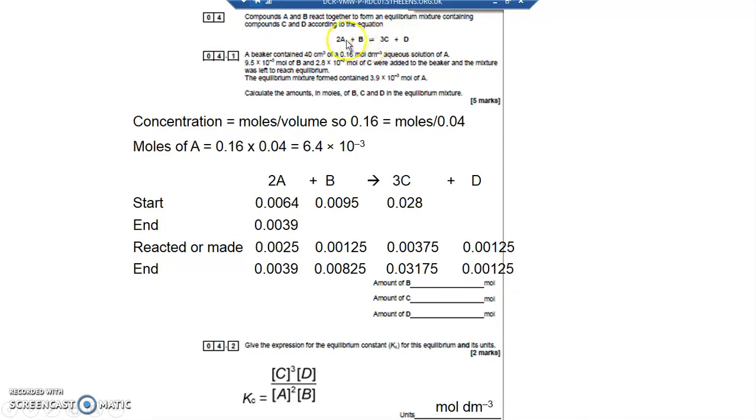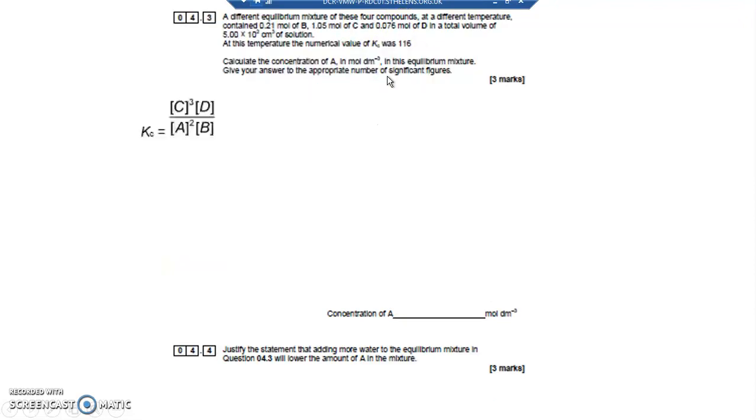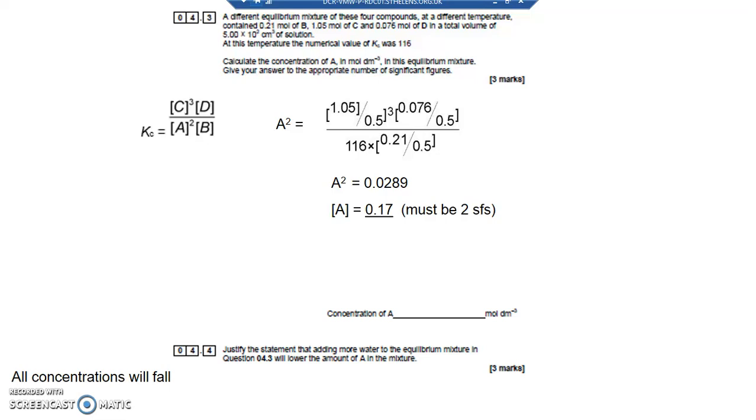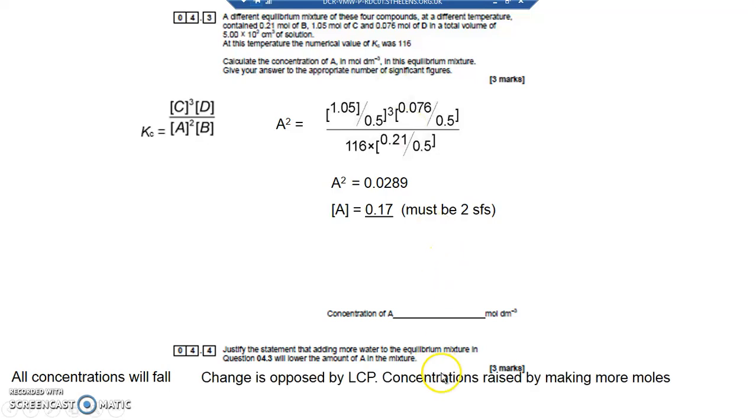3 add 1 is 4 moles. On the left, there's 2 add 1, which is 3 moles. So on the right, the lowering of concentration affects the right more than it does the left because there are more moles on the right hand side. So concentration needs to be raised by making more moles on the right hand side, because it shifts to the right hand side, because the right hand side has more moles and needs more moles making because the concentrations have been lowered by the addition of water. Tough question, that.